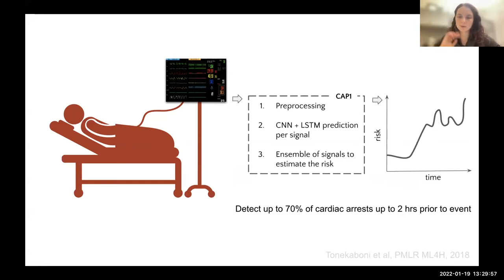For some of the patients, we can detect earlier, and some of the patients we can't detect earlier. You can see the physiological data spikes up just before the event. It's not possible to detect much in advance.